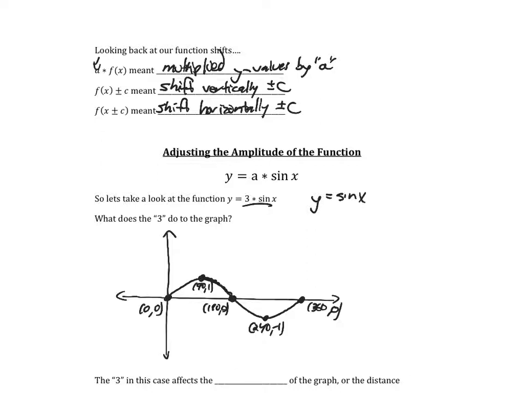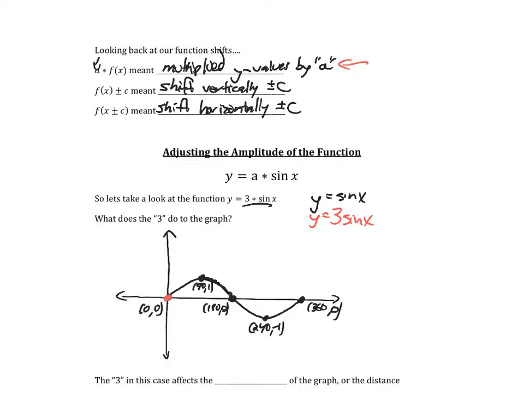Let's see how 3 sine of x would compare. Let's do that in red. So now I'm going to compare 3 sine of x with that. So we said above here that if I have a number in front, all that's going to do is multiply my y values by that number. So let's take the point (0, 0). If I multiply that y value of 0 by 3, I still get 0. Thus my point on 3 sine of x would look the same.